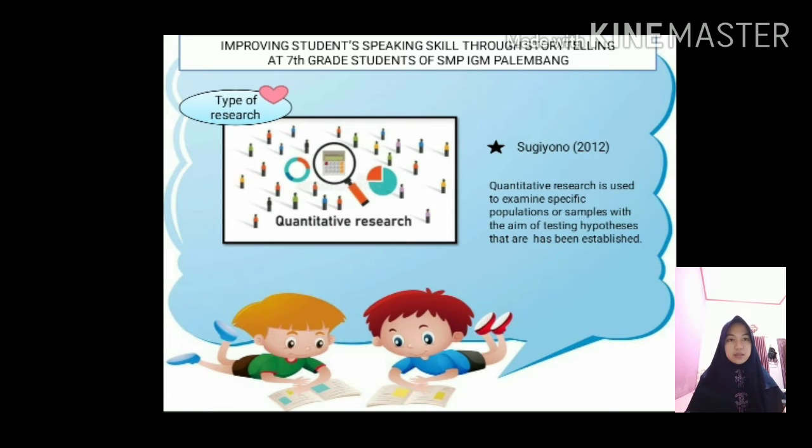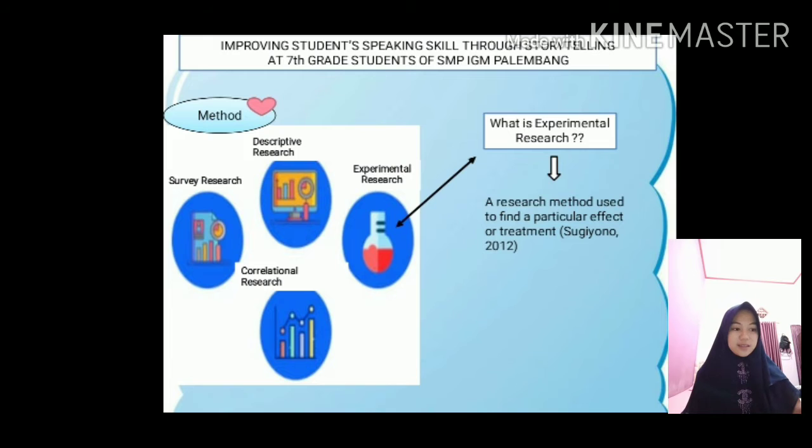So, why the title of this research belongs to quantitative research is because the aim of this research is to test the hypothesis that I have made before, that is that storytelling can improve student speaking skills. And then I'm going to explain about the method used in this research.